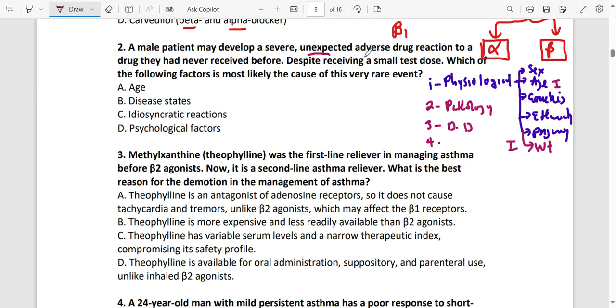So here we have got an expected adverse drug effect. What interaction is that? Age, disease state, idiosyncratic reaction, psychological factors. So when we look at the psychological factors, there's also one thing that I didn't mention: the idiosyncratic reaction. That is where you have got an effect that you didn't expect for that drug. Like you take a drug at normal dose, the dose that everyone is supposed to respond. But then when you take it, you have got some other adverse reactions which are unexpected.